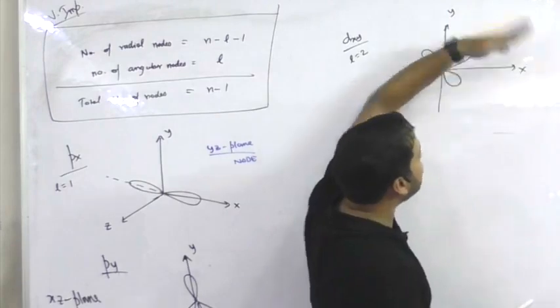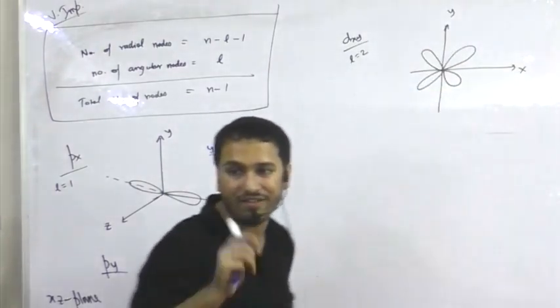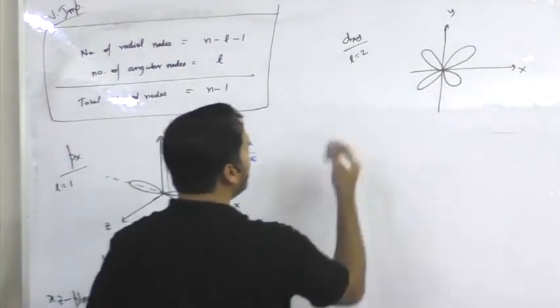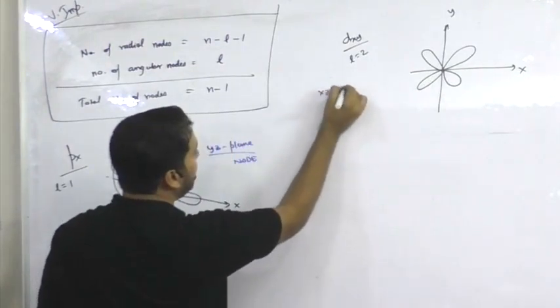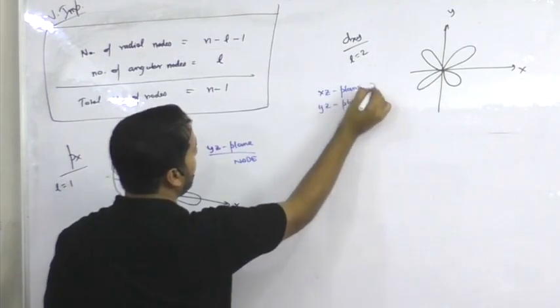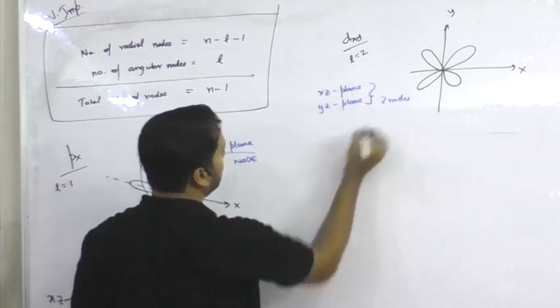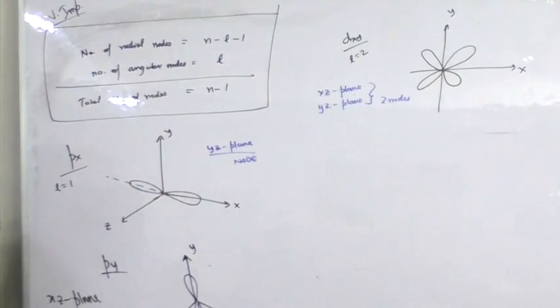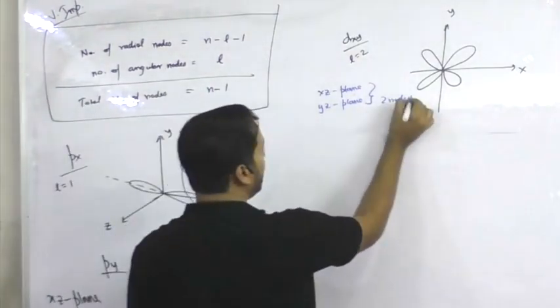Right? I can cut it like this, and no points on these planes will have chances of finding the electron. So the two nodes are the xz plane and the yz plane. So I have two nodes. They are angular nodes. Yes? For dxy, I will have these two planes.